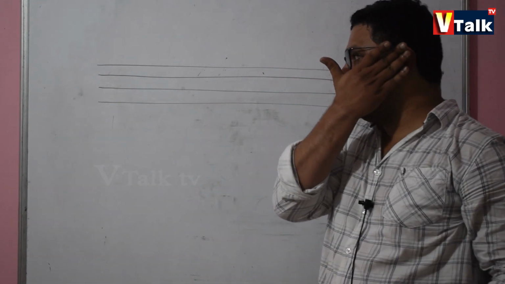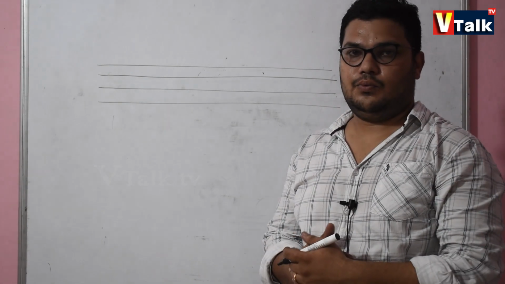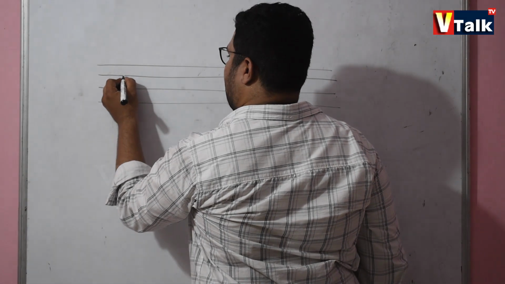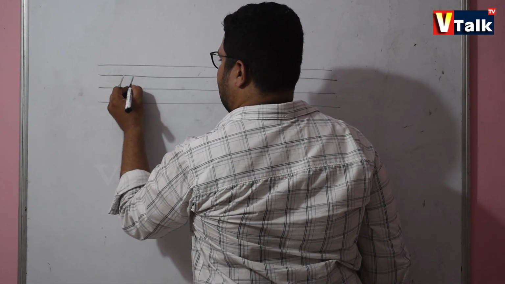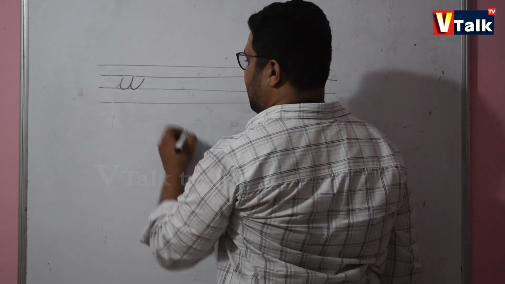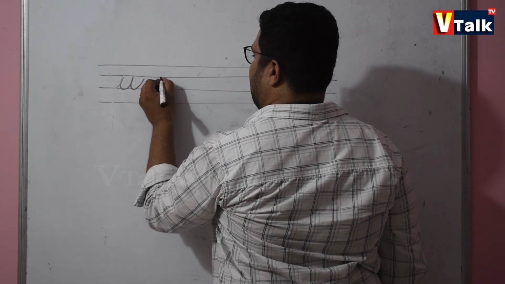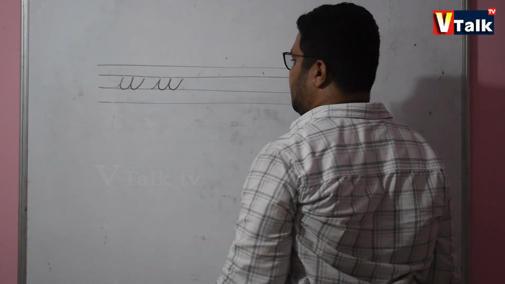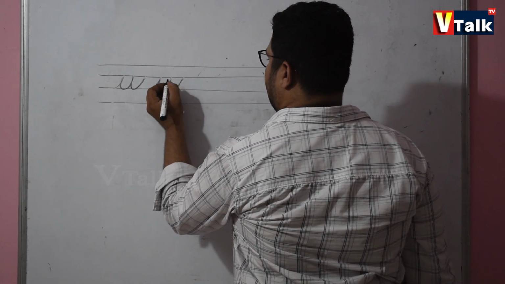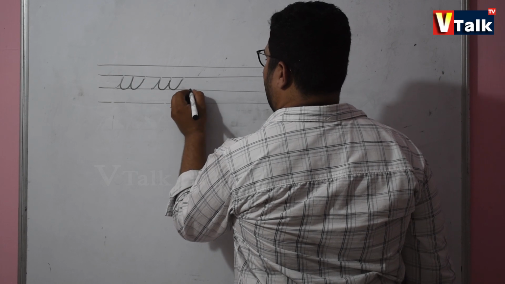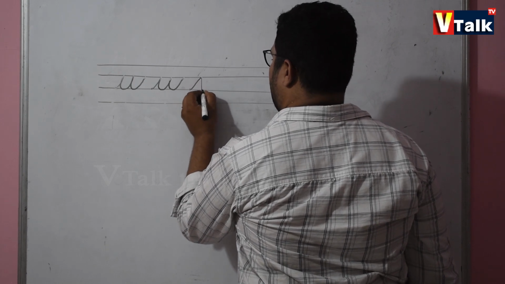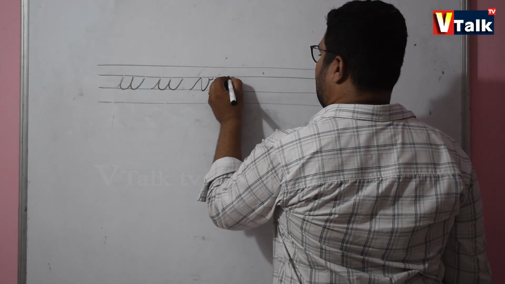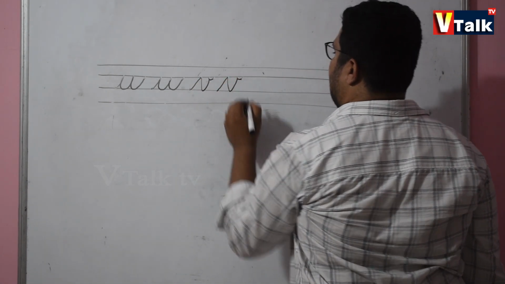So the next letter is U. You will start here with a curvature line which I practiced earlier, and it should end here. Start here and here. That is U. Next, V. Slant stroke, V curve, and like this. Slant stroke, V curve, and like this.